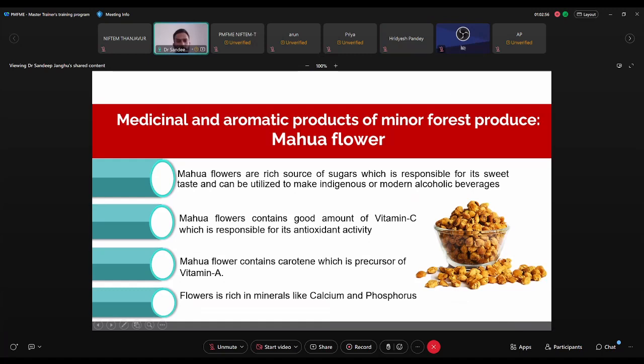The next one is mahua flower. Mahua flower is very popular in eastern UP and Bihar regions, even in Chhattisgarh. Lots of people process this mahua flower into various products, and as it is sweet in nature, it is mostly used in making fermented alcoholic beverages in these regions. It's a rich source of vitamin C and antioxidants. It also contains vitamin A in the form of beta carotene, and is rich in minerals like calcium and phosphorus.